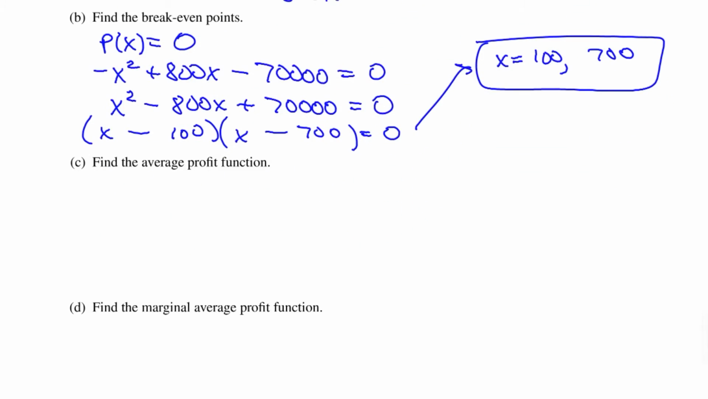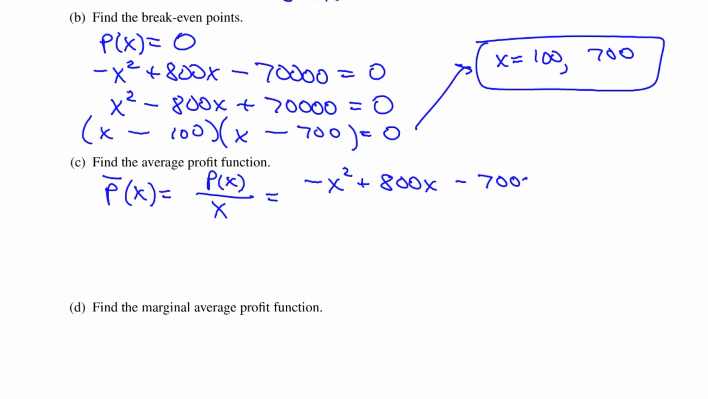Find the average profit function. So P bar of x is equal to P of x over x. And so that's negative x squared plus 800x minus 70,000 over x. And you could have left it that way, that's fine. Because I know we're going to do a marginal analysis here in a second, I'm going to go ahead and divide x into each portion.